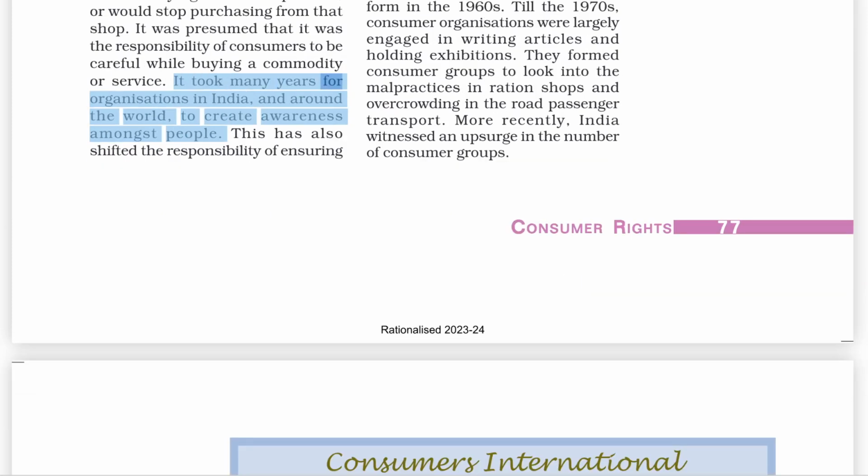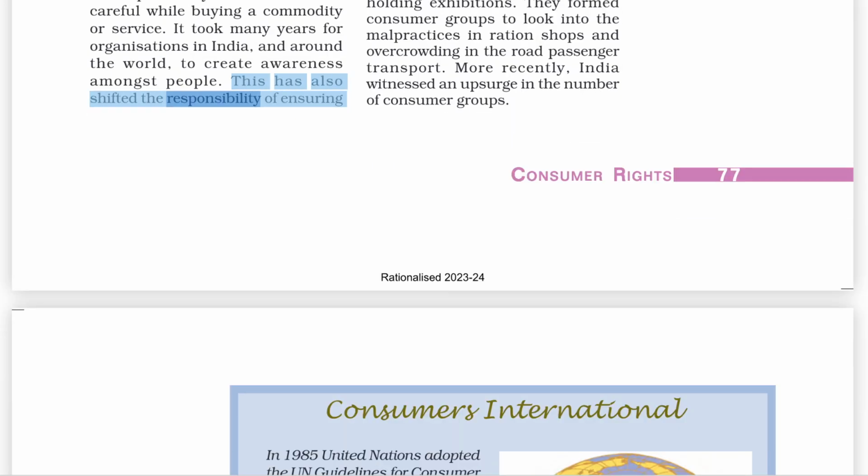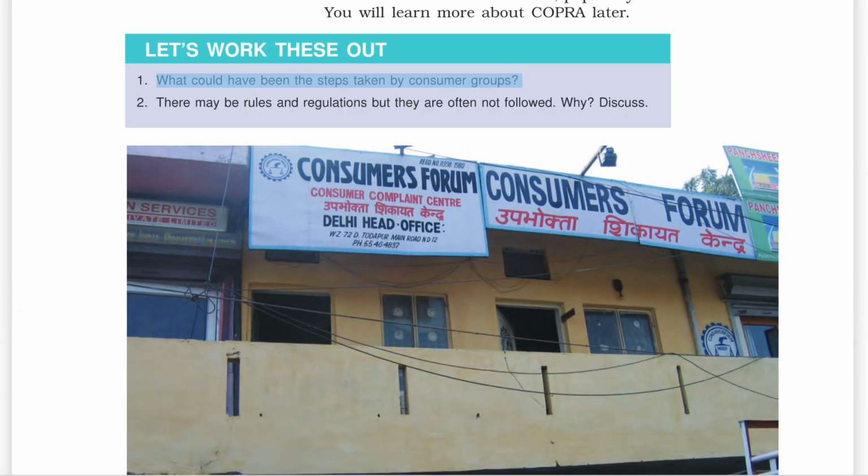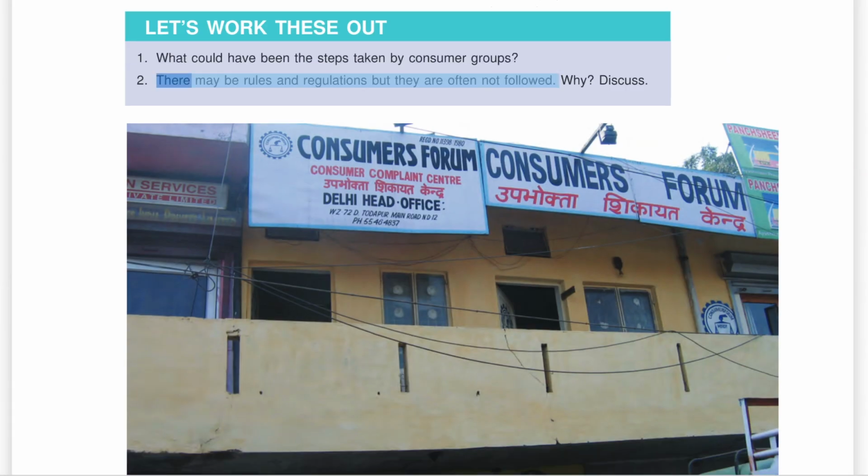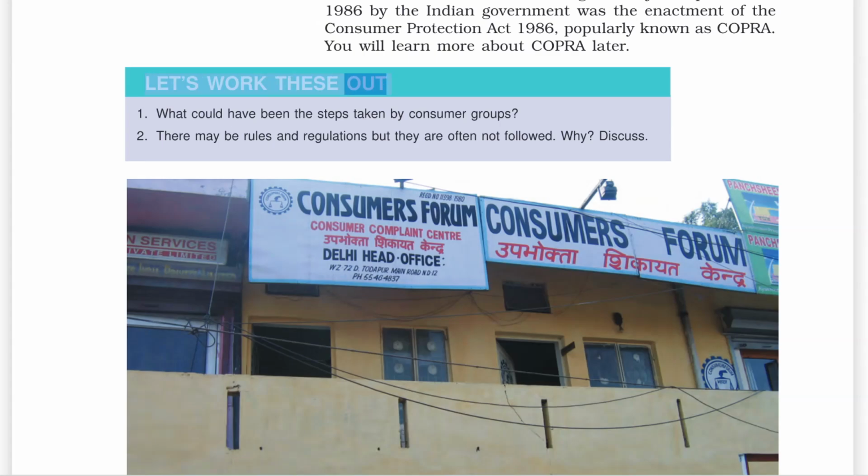It took many years for organizations in India and around the world to create awareness amongst people. This has also shifted the responsibility of ensuring quality onto the sellers. 1. What could have been the steps taken by consumer groups? 2. There may be rules and regulations, but they are often not followed. Why? Discuss. Let's work these out.